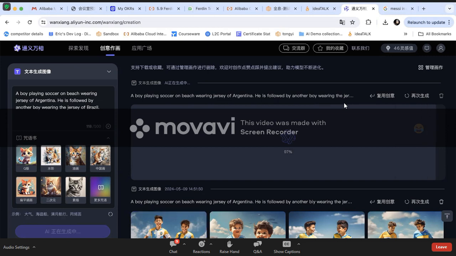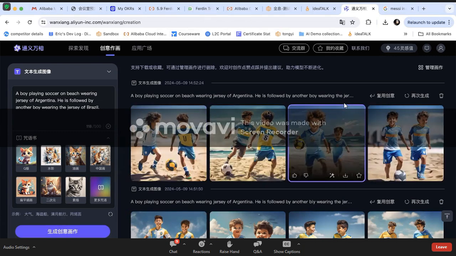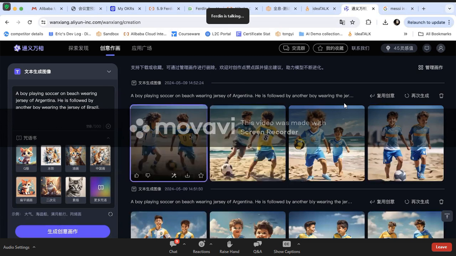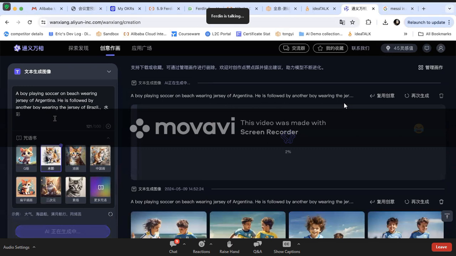Yeah, definitely. It's like a Bing Creator AI. This is Alibaba Cloud's product. So here you see one boy is wearing Brazil and another boy is wearing Argentina jersey. So you can even generate like with watercolor also. You just choose which filter you want and then you click on generate. It will show like a watercolor way.